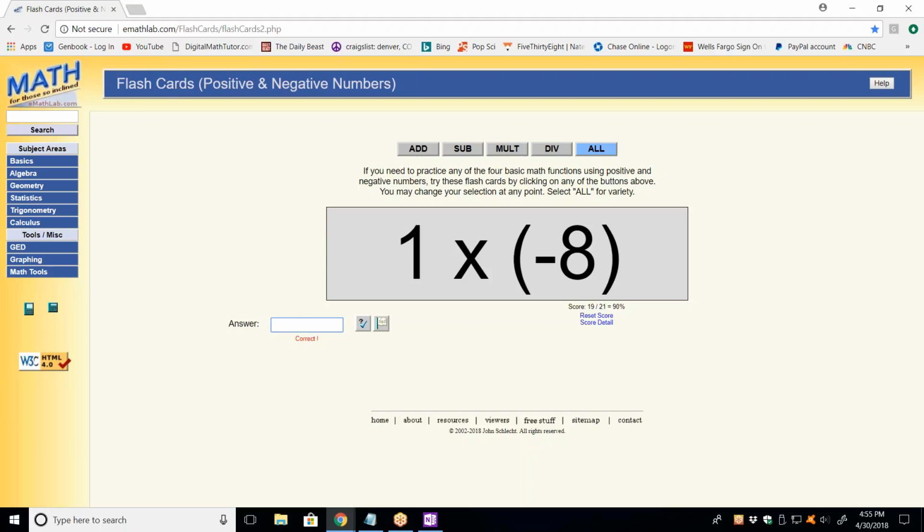Got it. Sign on this? Negative. Number? 8. Sign? Negative. Whenever you are doing multiplication or division, if the signs are opposite, then it's always negative. In this case, the numerator is negative, the denominator is positive. That's got to be a negative answer.